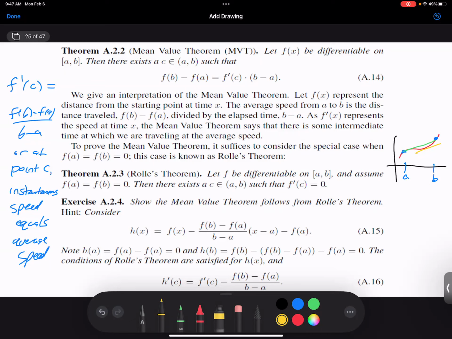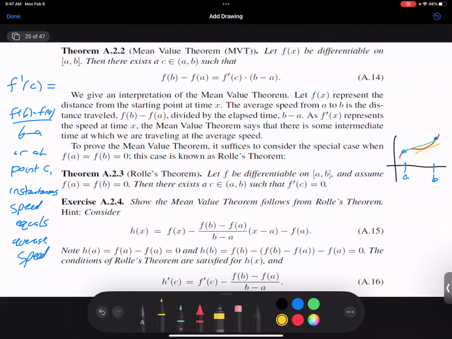So there are two cases. Either I'm always traveling at 50 and then any point in time works, or at some point in time, I must be traveling faster than 50 miles per hour, and what must also be true? At some point in time, I must be traveling slower than 50. And now I use the intermediate value theorem applied to which function? So which function do I apply the intermediate value theorem to?